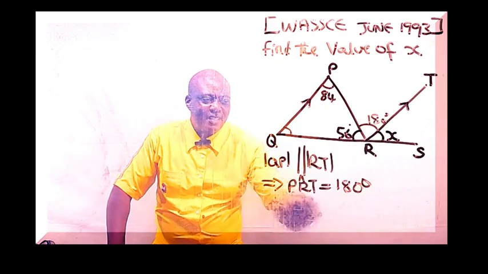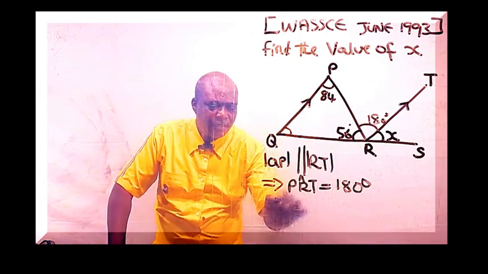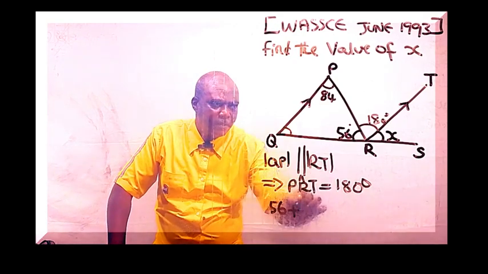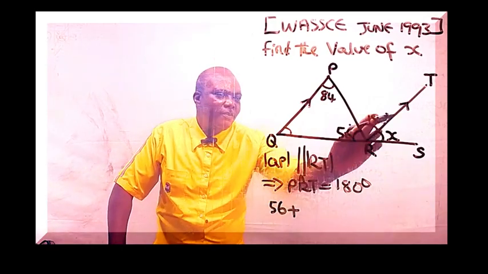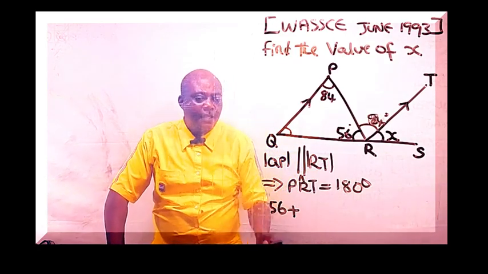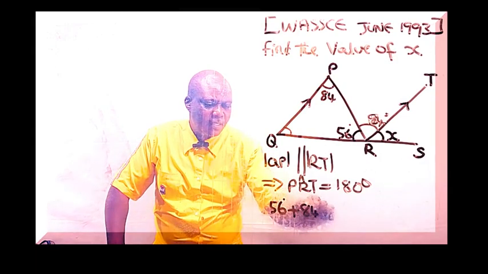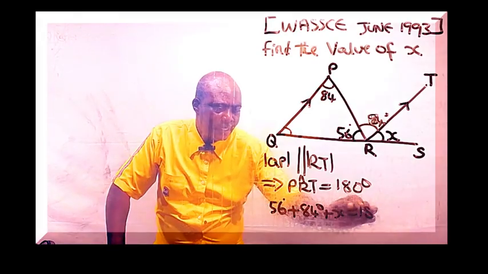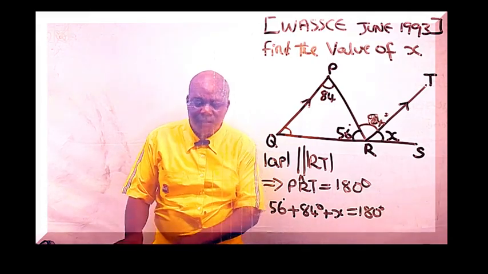So to find x, remember QRS is a straight line. That means angle 56 plus this one 84, 56 degrees plus 84 degrees plus x equals 180 degrees. Sum of angles in the triangle.